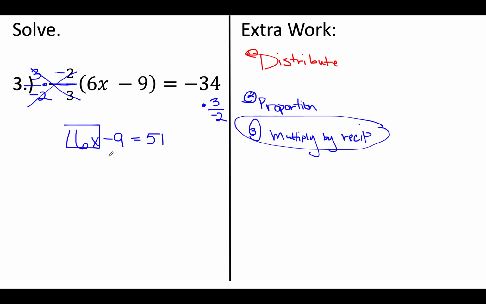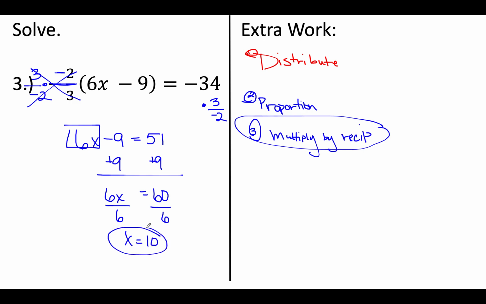We're going to box the variable term first, add 9 to both sides. Bring down our variable term. That means we're going to bring down our 6x. Equals 60. Divide by 6. X equals 60 divided by 6 is 10. Did you get the same answer as me? Good.